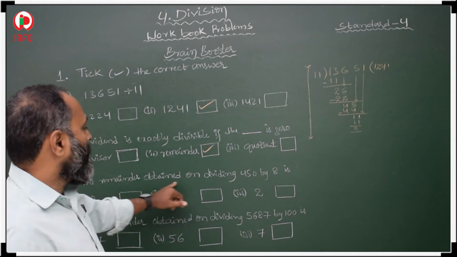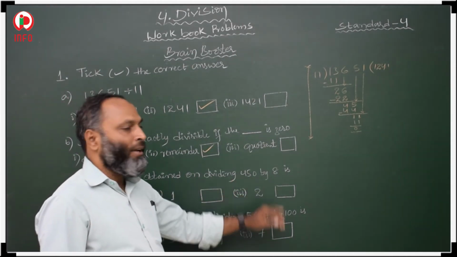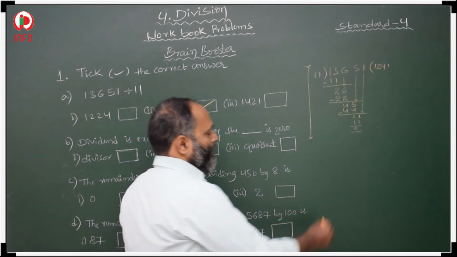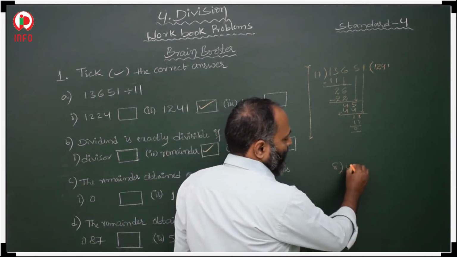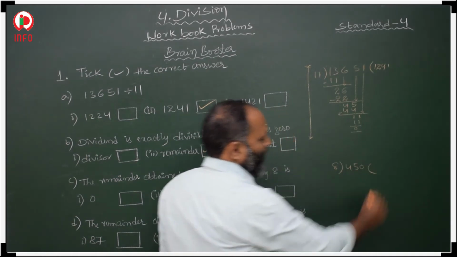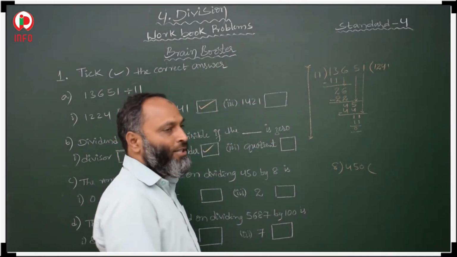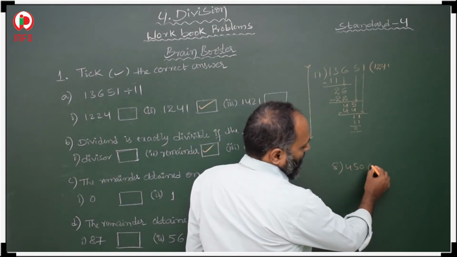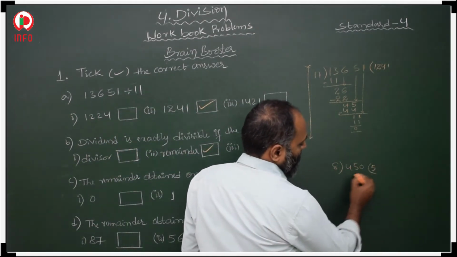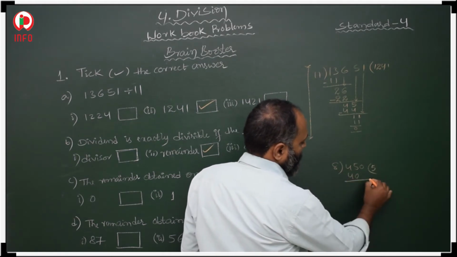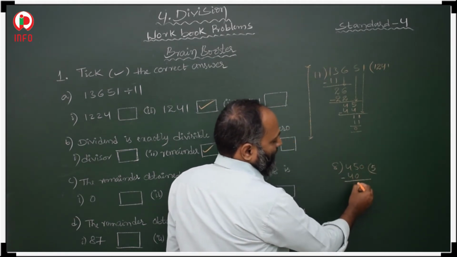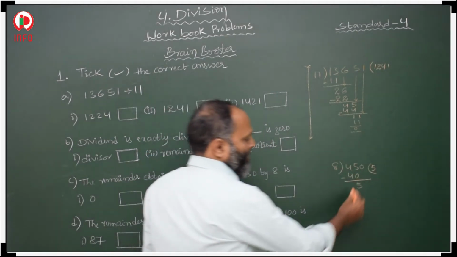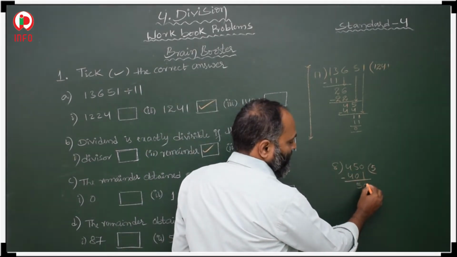The remainder obtained on dividing 450 by 8. So first we have to do division with 8 for this 450 in your rough column, and we check what the remainder is. What is the remainder? 8 5s are 40. Then minus, 5 minus 0 is 5. 4 minus 4 is 0. No need to take. Then after that you take this 0.